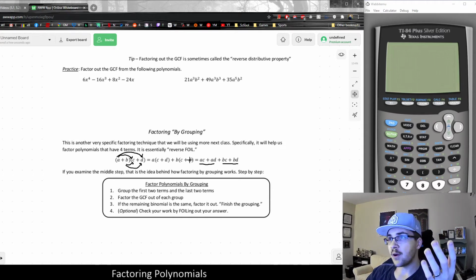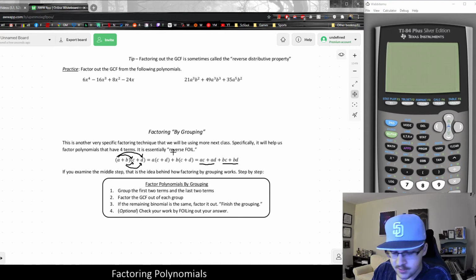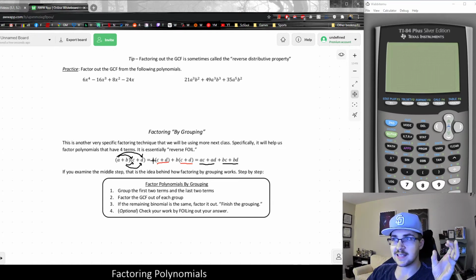Once I'm at this part, it is a little bit harder to see, but notice that c plus d is a common factor in this new expression I created. I went from having 4 terms to really 2 larger terms, because I had a times this and b times this. And c plus d is a common factor in each of those 2 larger terms. That c plus d can be factored out because it is a GCF of this new expression, and that would leave me with a plus b times parentheses c plus d, taking me back to the start. That's the essence of how factoring by grouping works.